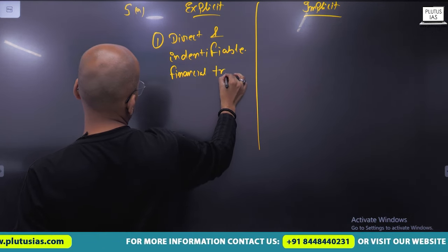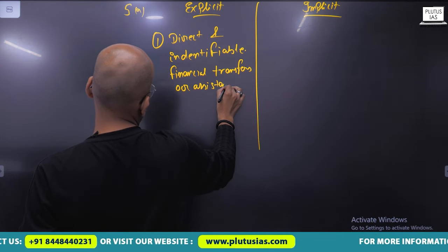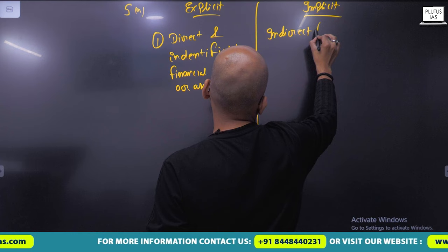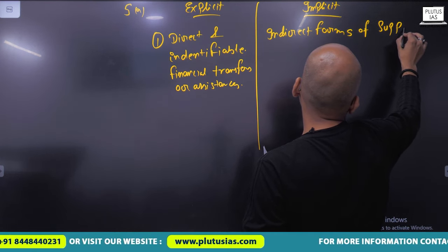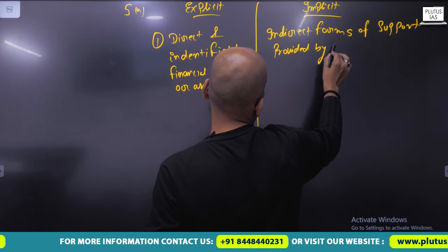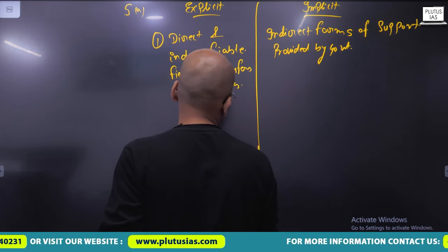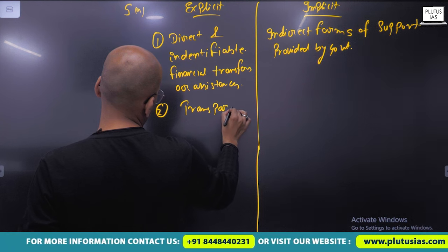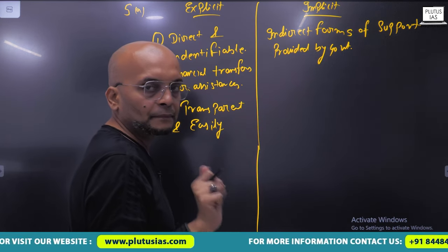Financial transfers or assistances. This is indirect forms of support provided by government. Right. So as I said, explicit is direct, implicit is indirect. Second is, these are transparent and easily traceable. You can trace that, okay, under this section I am getting subsidy.